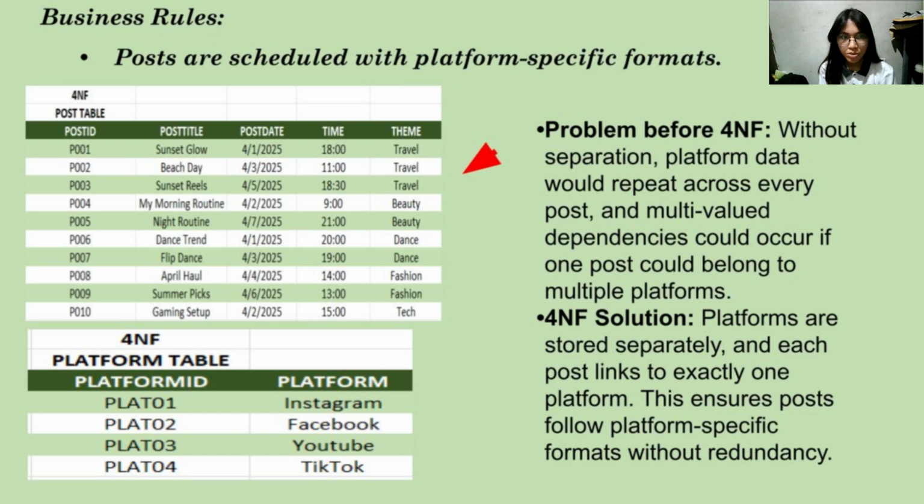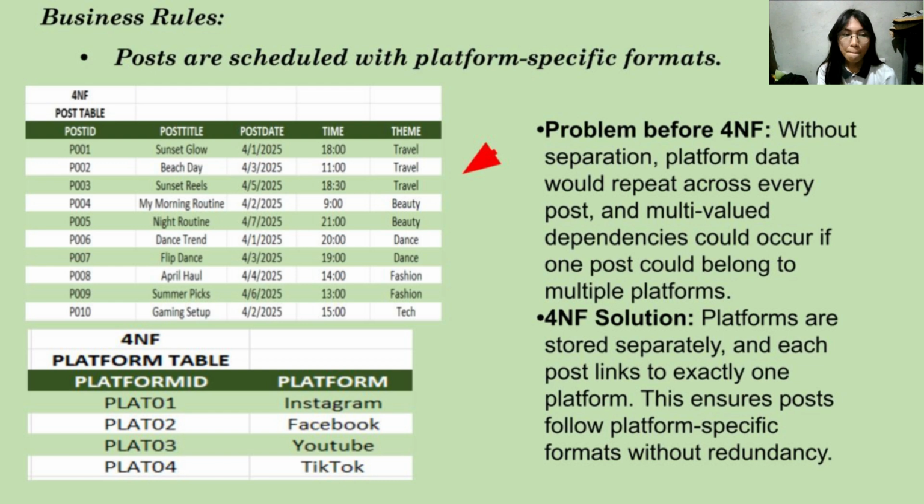Each post belongs to exactly one platform, but influencers may post on multiple platforms. If platform data were stored directly in the post table, it would repeat unnecessarily. In 4NF, platforms are separated into their own table, and each post is linked to one platform. This ensures platform-specific details are preserved without redundancy.